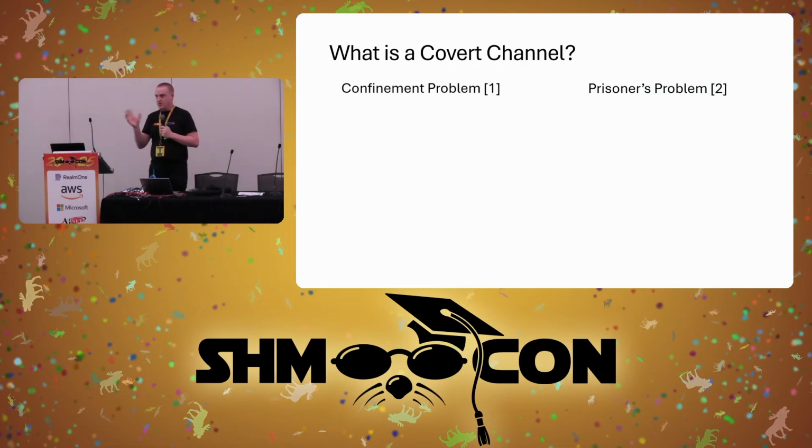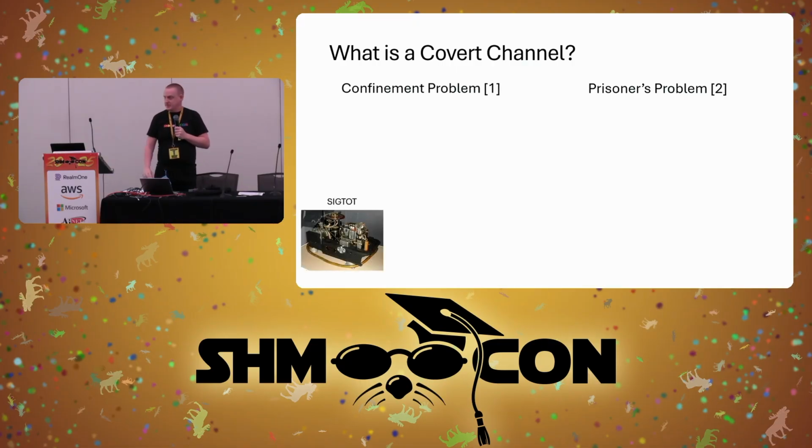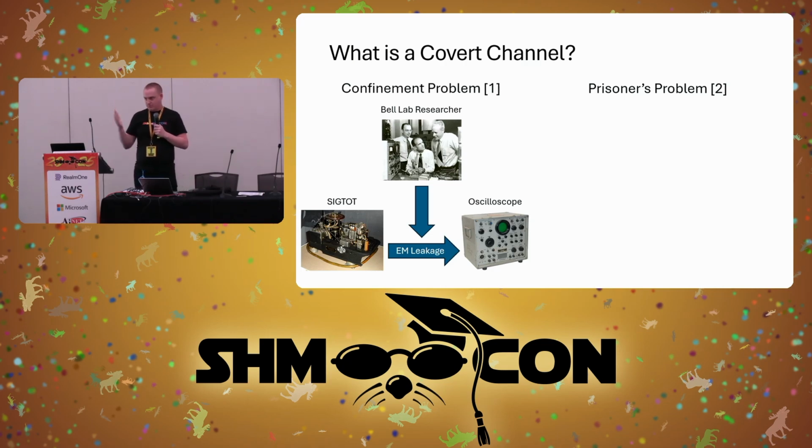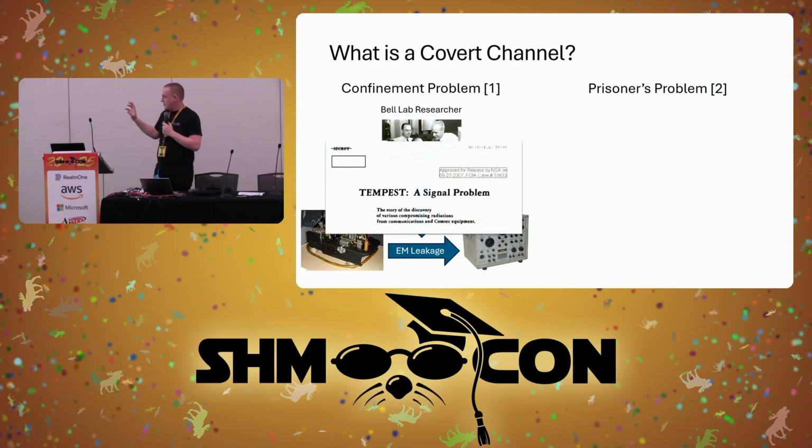There are two categories of problems with covert channels. There's the confinement problem, which is where you have a process. In this case, this is a World War II era SIGTOT, a one-time pad teletype encryptor. Somebody from Bell Labs noticed that if he went into a different room, he could see the plaintext on an oscilloscope and read it. This is an example of what's more commonly known as side channel leakage. I can't recommend enough that you look up Tempest, a signals problem. That's where this story comes from, as well as a bunch of other really cool stories.